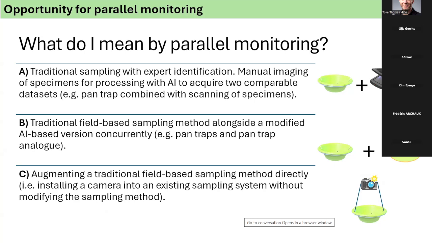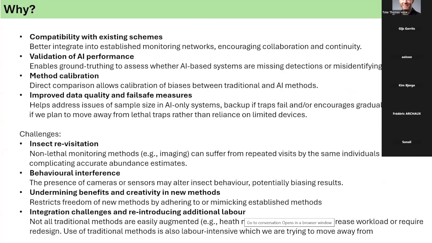So in this case, the analog, which I'm going to get to, is what I'm trying to do with my work, running a pan trap analog that's as close to a pan trap as possible. Or you can just augment an existing sampling method by sticking a camera directly onto it. In that case, Quentin's sticky pie is quite a good example, where you're just taking an existing sticky trap and putting a camera straight in front of it and processing it that way.